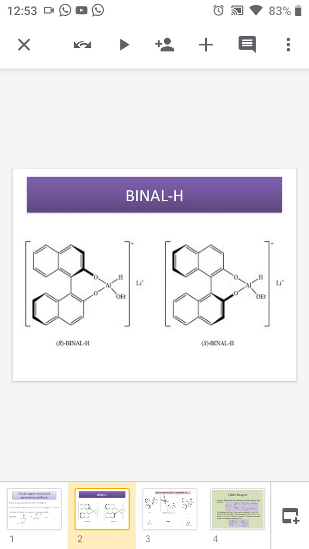The structure of the BINOL is very important. There are two structures, two configurations for the BINOL. One is R-BINOL-H, and the remaining one is S-BINOL-H. The only difference between R and S is that in the R-BINOL-H, one side I have shown darkened, and this darkened side is towards the observer and the other side is away from the observer. In the S, the darkened side is different. That is the only difference between R and S, and it is acting as a chiral reducing agent.